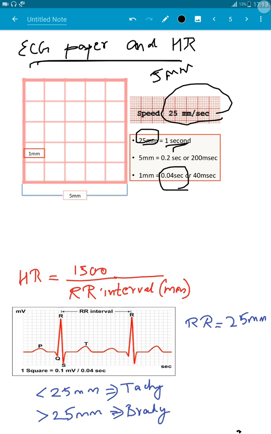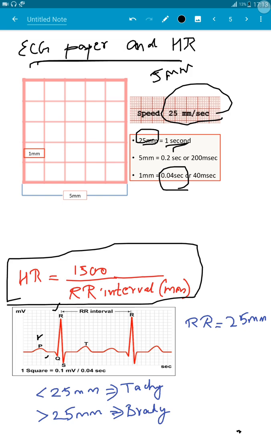Then we can discuss the heart rate. How to find the heart rate? That is a small formula: 1500 divided by the RR interval. You know, this is the P wave, Q wave, R wave. P wave is atrial depolarization, PR is bundle of His and AV node, QRS is ventricular depolarization, ST is ventricular repolarization. The interval between the RRs, you have to calculate in millimeter, how many millimeters there are. This is a formula you have to keep in mind: 1500 by RR interval. Normally the RR interval will be 20 millimeter.